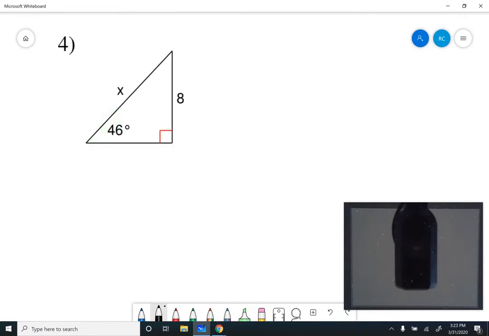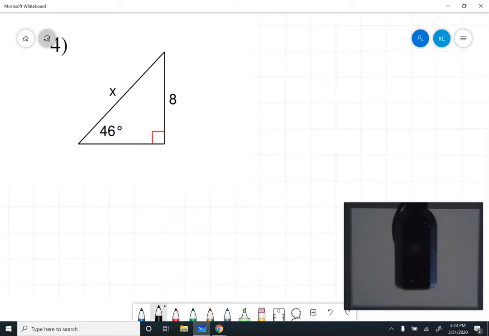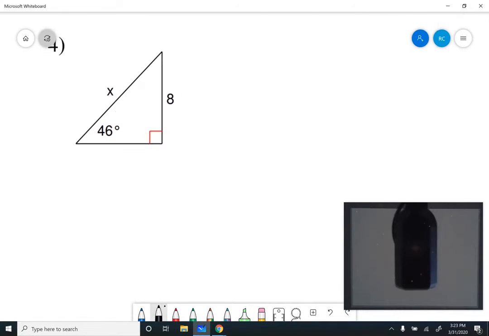Hey, look, this one's almost a 45, 45, 90 triangle. That's too bad. If this had been 45 degrees, then this side would be 8, and this side would be 8 times the square root of 2, no problem. No such luck. 46 degrees. Okay. What do we have? What do we need? Pause the video. Ready, set, go.